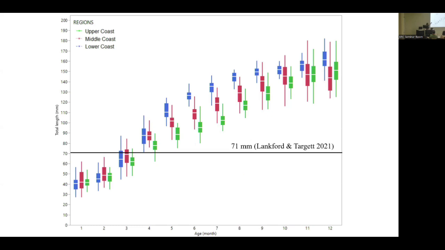We have total length on the axis here for each month. As you can see in the first few months, the mean total length for each of the regions is highly similar. But once we start getting above the 71 millimeter threshold, you'll really begin to see the lower coast pulling ahead in growth. So this does further suggest that salinity is playing a factor, but specifically once they've reached a certain size to withstand the salinity, and they may be able to redirect energy from osmoregulation into growth instead.